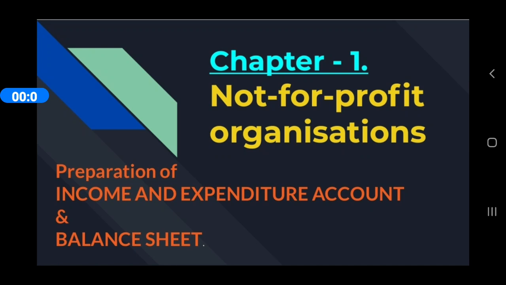Chapter 1, Not for Profit Organization. That means they have formed with the intention of rendering some services to their members and also to the public. Here, we are going to learn the preparation of income and expenditure account and a balance sheet. This is called final accounts of not for profit organization.